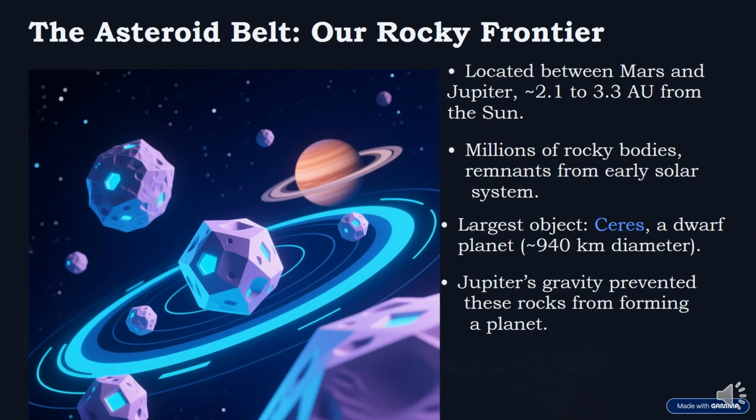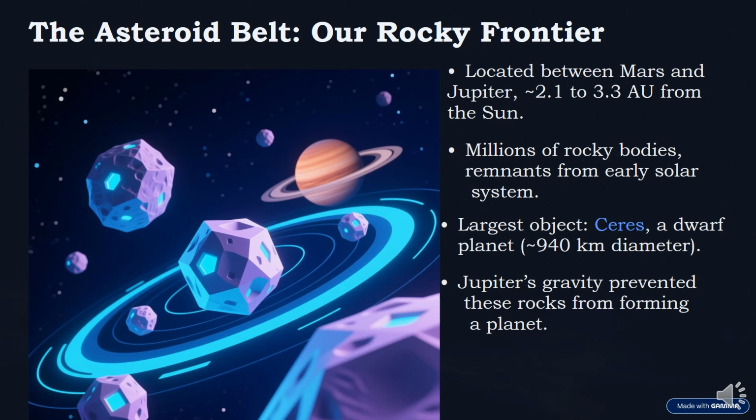Let us continue with the asteroid belt, which can be considered as our rocky frontier. What is the asteroid belt? The asteroid belt can be defined as a region between Mars and Jupiter that contains millions of rocky and metallic objects. It is formed from leftover material that never became a planet due to Jupiter's strong gravity. The belt is spread out, not crowded, and includes large objects like Ceres. It helps scientists to study the Earth's solar system.